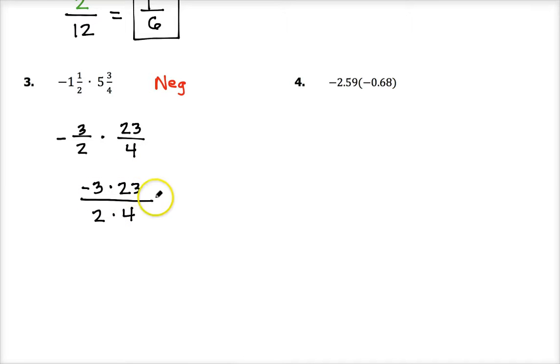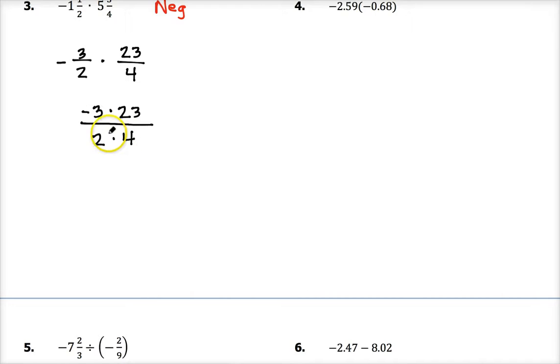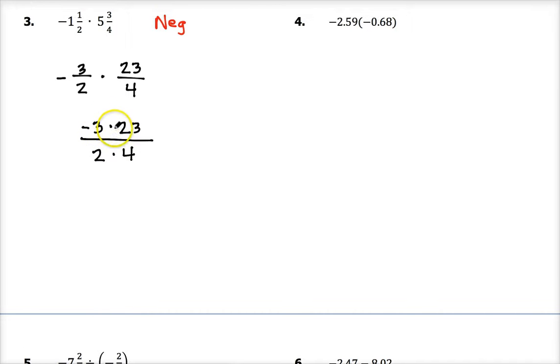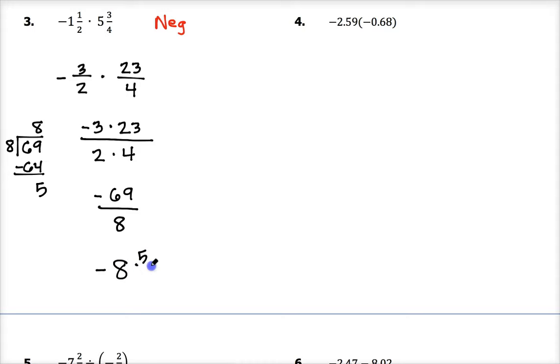Look for opportunities to cancel, and in this one we can't cancel anything, so we just take negative 3 times 23. In the top, that's going to give us negative 69. And in the denominator, 2 times 4 is 8. So now we'll make this back into a mixed number. Again, I know my answer is going to be negative. 69 divided by 8, well, 8 will go into 69 8 whole times. And then if you get the correct remainder, you should get a remainder of 5. So that becomes negative 8 and 5/8.